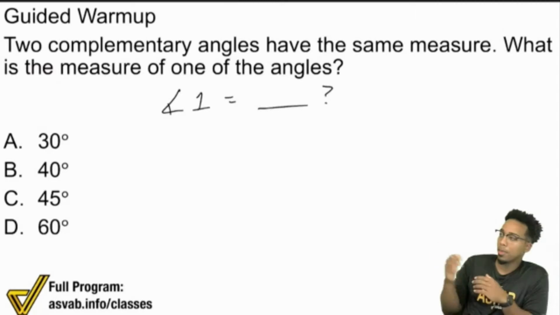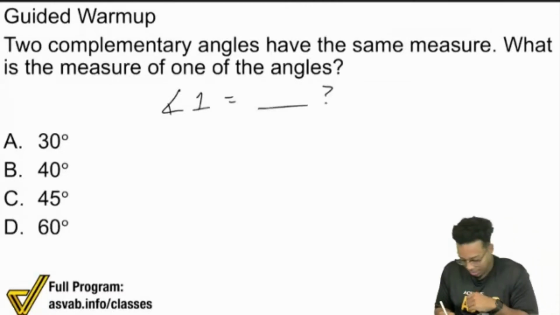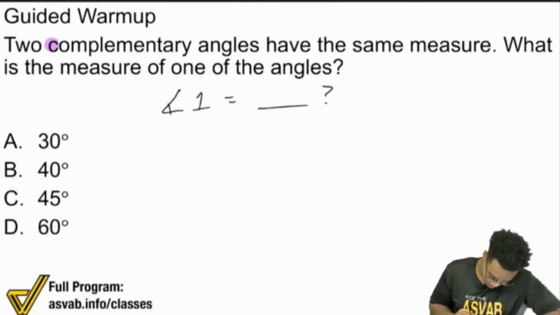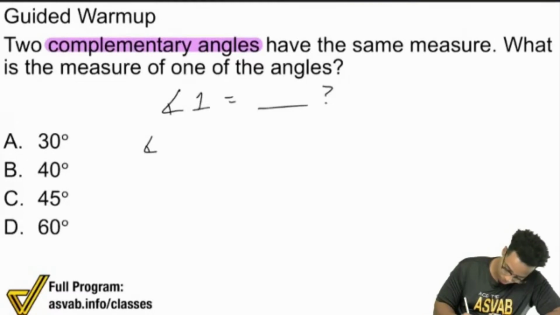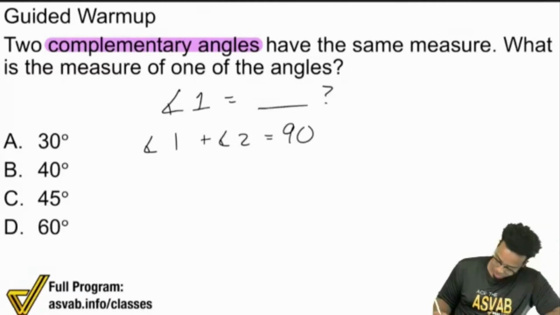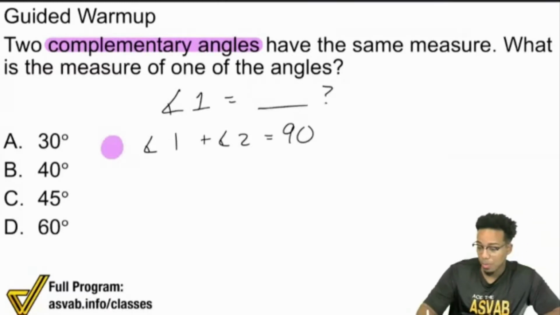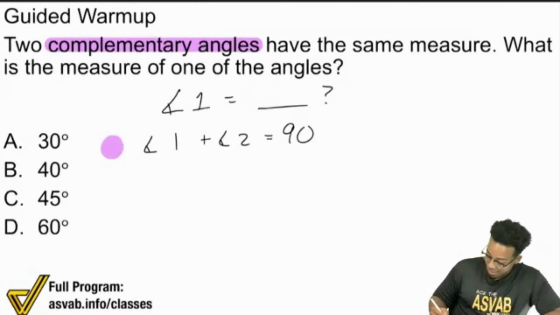Now, what are the sets of facts that we know here? Complementary means both add up to 90. Thank you there. Let's go ahead and add that in. Complementary angles. So we know that the angles 1 and 2 equal 90. That's the complementary part. And then we know that they say they have the same measure.